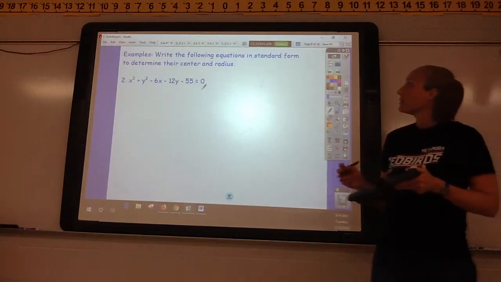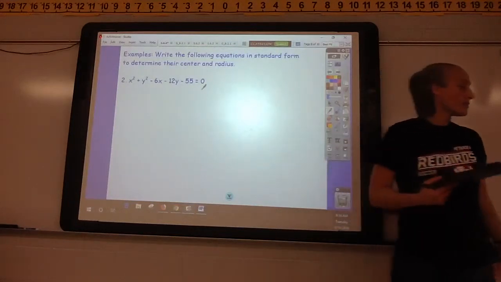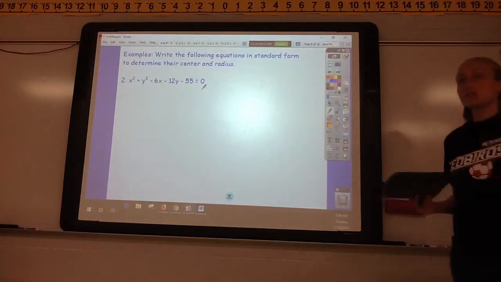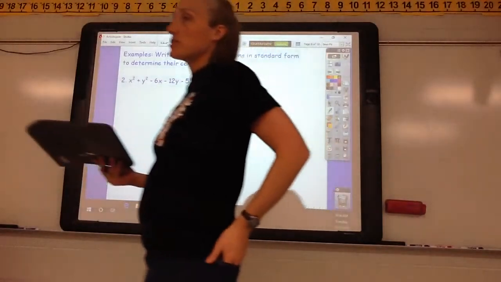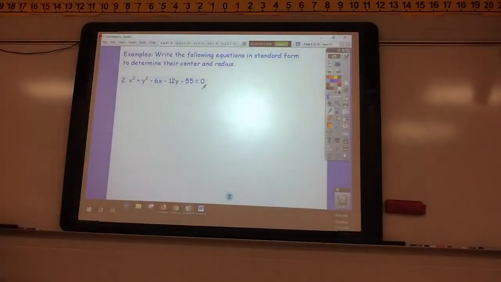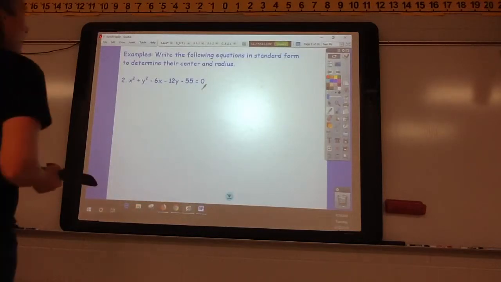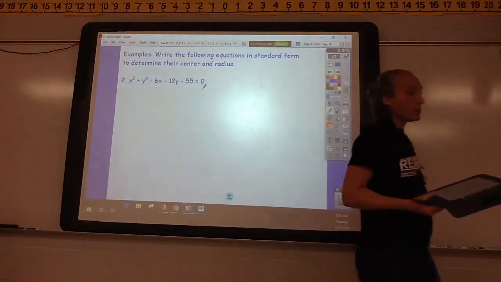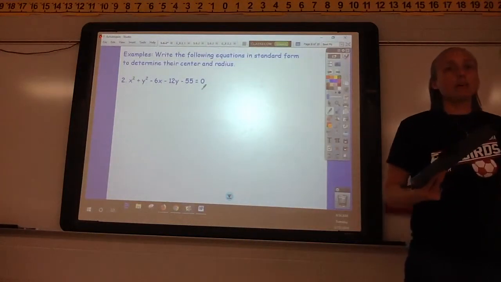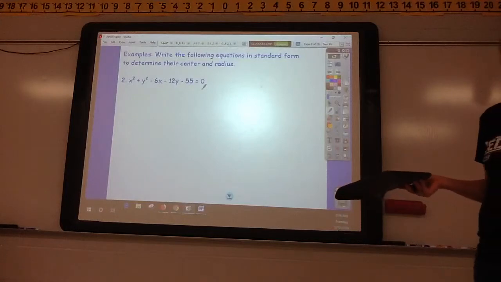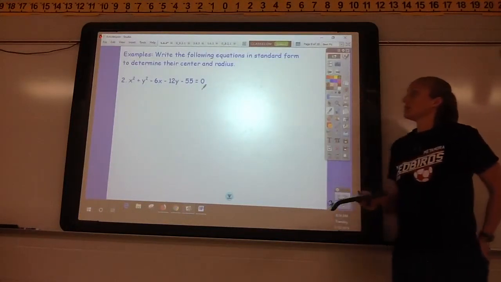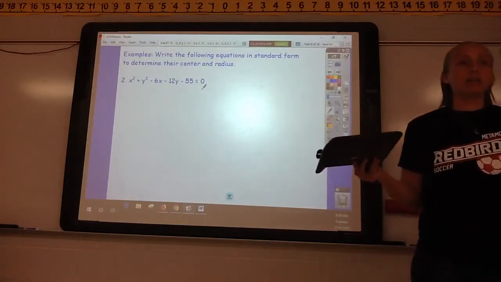So here's another one. Write the following equation in standard form. See if you can write it out. Put your different pieces together. So you want your x squared term first. Then you want your x term. Then you want a blank. Then you want a y squared term. Your y term. And a blank. And then equal to, you want your constant on the other side, plus a blank and a blank.